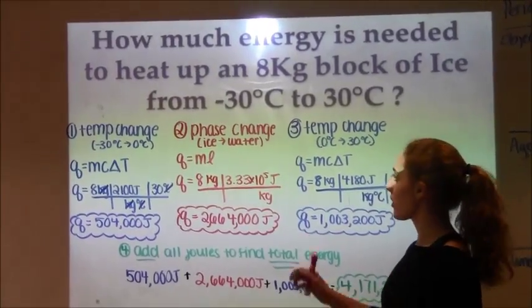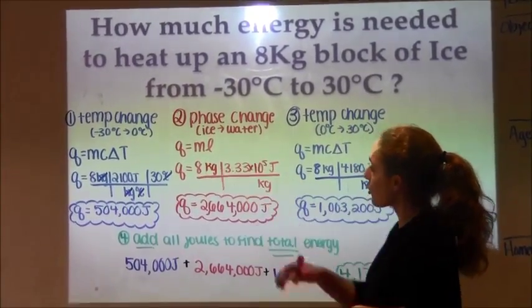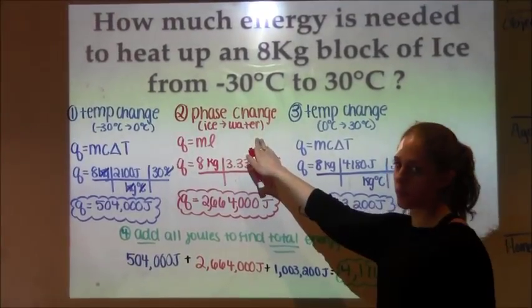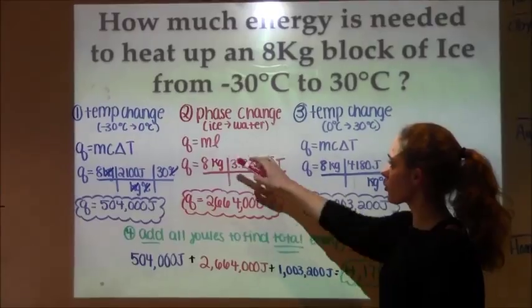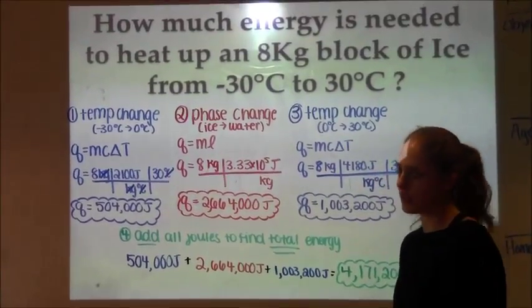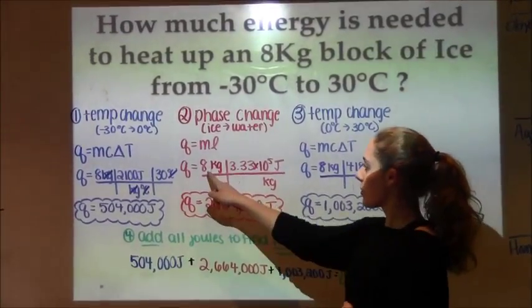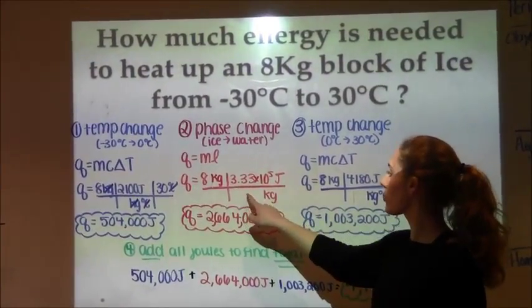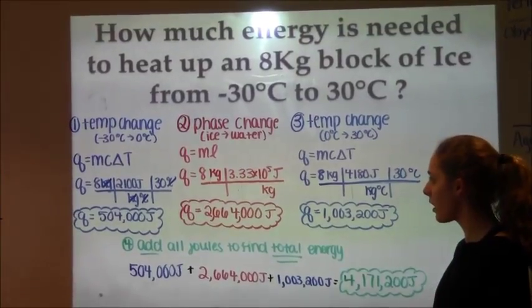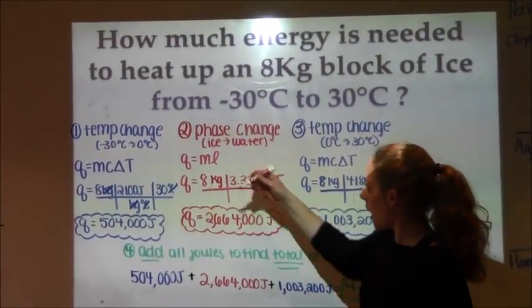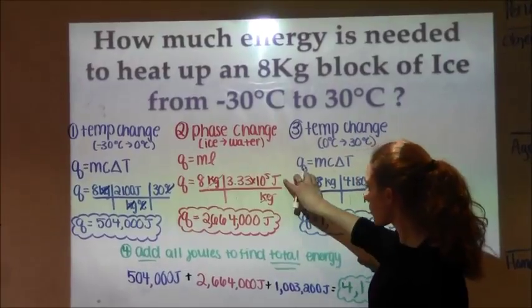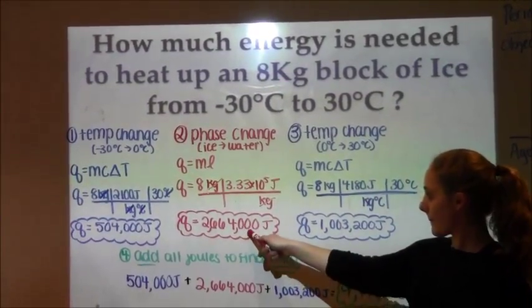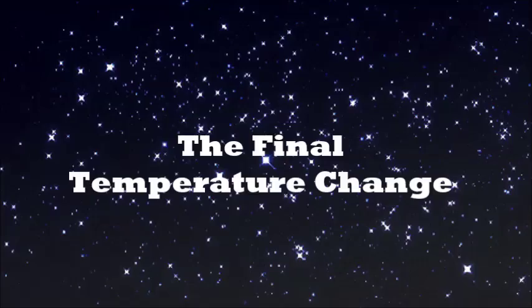So then you have to find the amount of energy needed to change ice to water completely. So you're going to use your phase change equation, which is mass times the latent heat. So 8 kilograms is our mass, and the latent heat from ice to water is 3.33 times 10 to the 5th joules per kilogram. Our kilograms cancel out, leaving us with joules, which is the measure of energy, and you get 2,660,000.